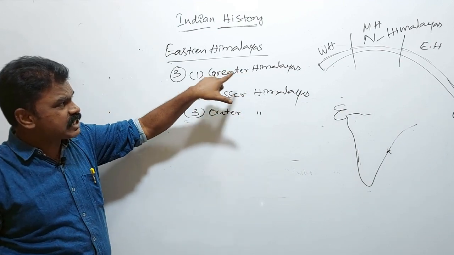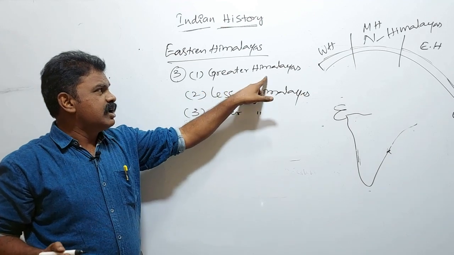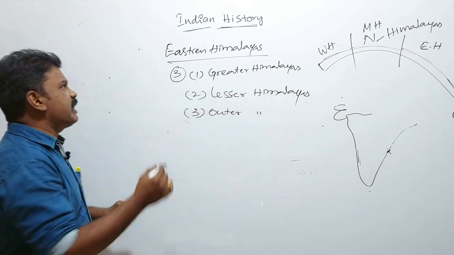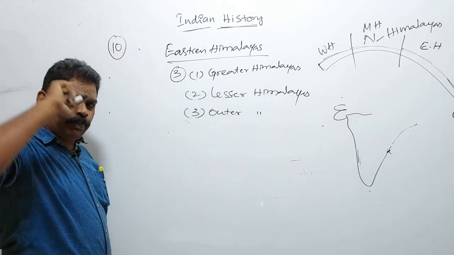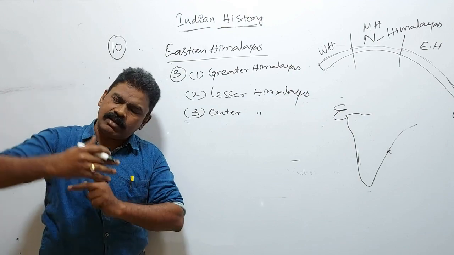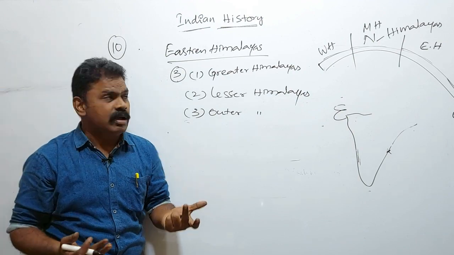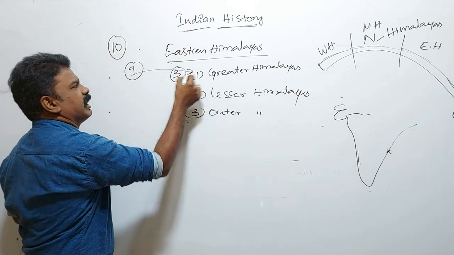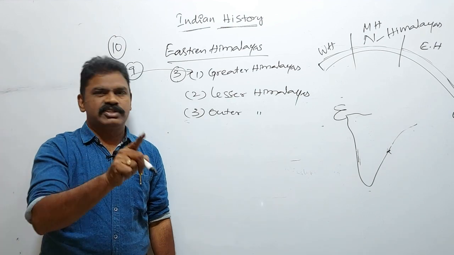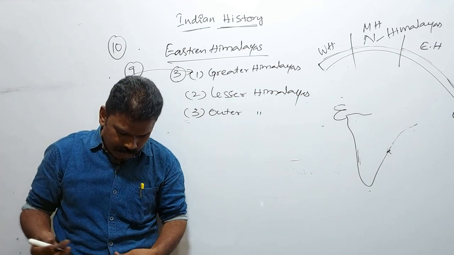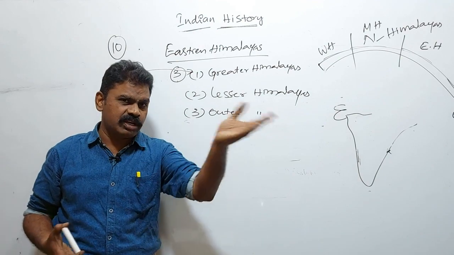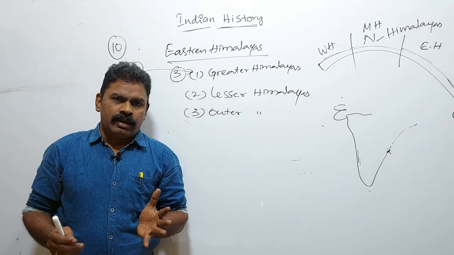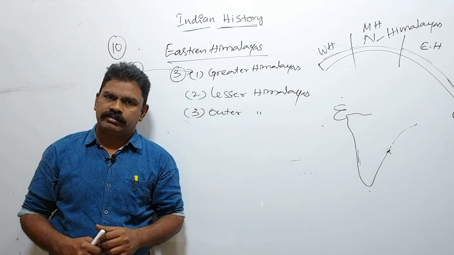Almost all the greatest peaks in the world are situated in the Greater Himalayas. Everest, K2. If you take the 10 highest mountains in the world, out of 10, 9 are situated in the Greater Himalayas. For example, outside the Himalayas, Kilimanjaro in Tanzania, Africa, is the highest peak in Africa, like that. The highest mountain in India is Everest.